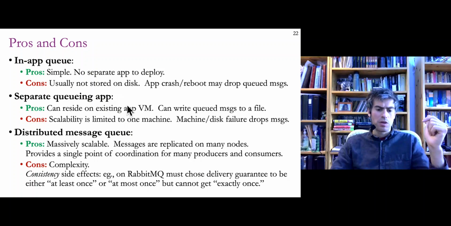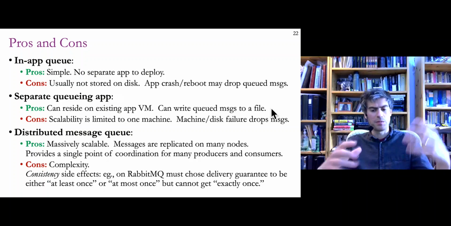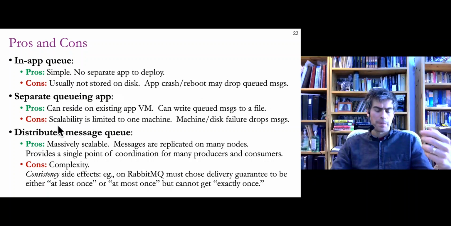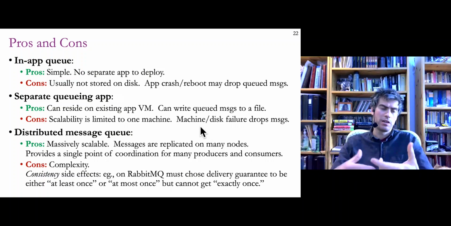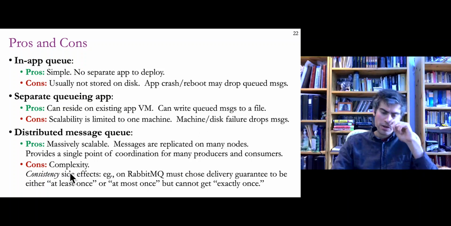If you're using a separate queuing app, one of the benefits is that they're usually designed to write messages to a file, so that if something goes wrong, you have a backup of the messages that are in flight. But on the con side, your scalability is limited to one machine. So if your machine or disk fails, then your system goes offline. So you lose availability, and you might also lose some messages if it's a permanent failure of the machine.